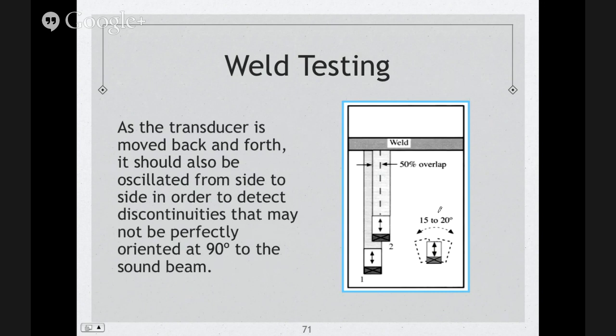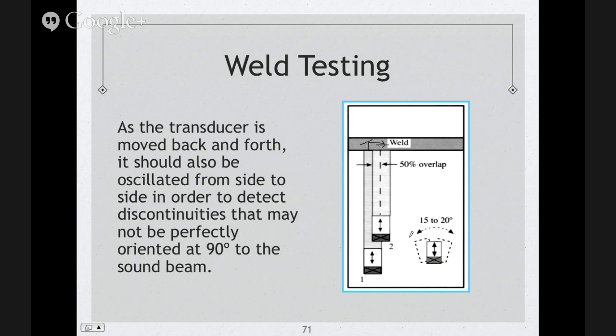As the transducer is moved back and forth, it should also be oscillated from side to side in order to detect discontinuities that may not be perfectly oriented at 90 degrees to the sound beam. We said that. In this case, we would only get indications that are perfectly at 90 degrees to the sound path. If we have an indication that is somewhat angled, and you're scanning with transducer 1, my sound beam may come here and reflect out to the right, and we may not see that indication.